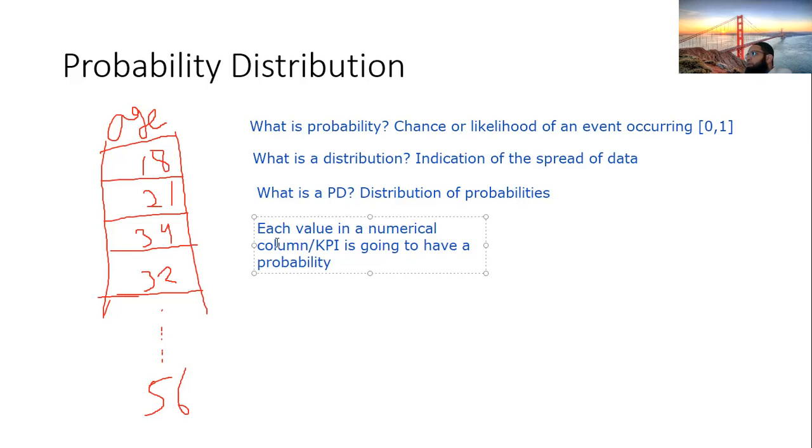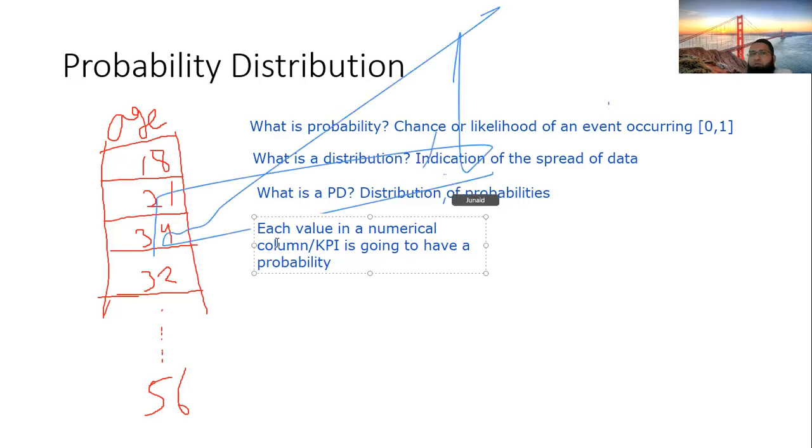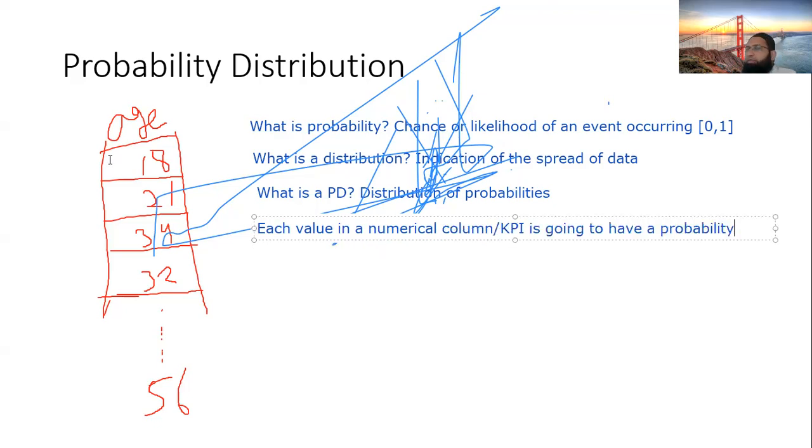You get this? So the values of the age, every value of the age. What is happening here? Junaid, I think your mouse is. Every value of the age has a probability of occurrence. Now the main fact for you to understand is this one. Is this clear? So in this way, 18 has a probability, 21 has a probability, 34 has a probability.